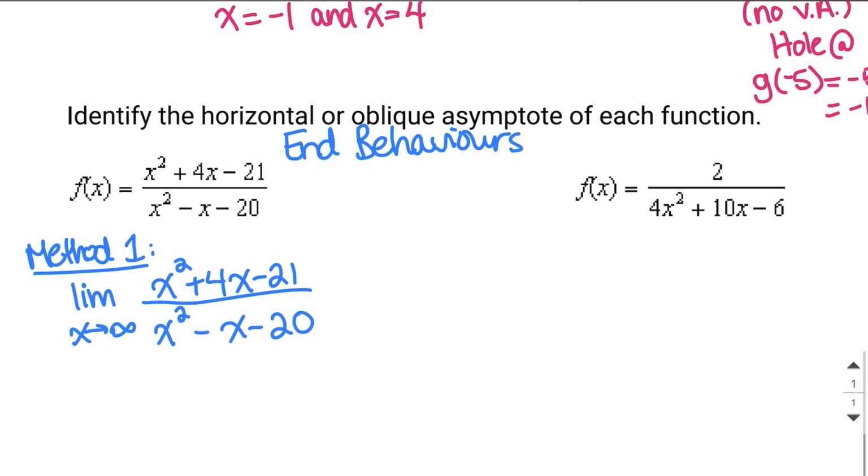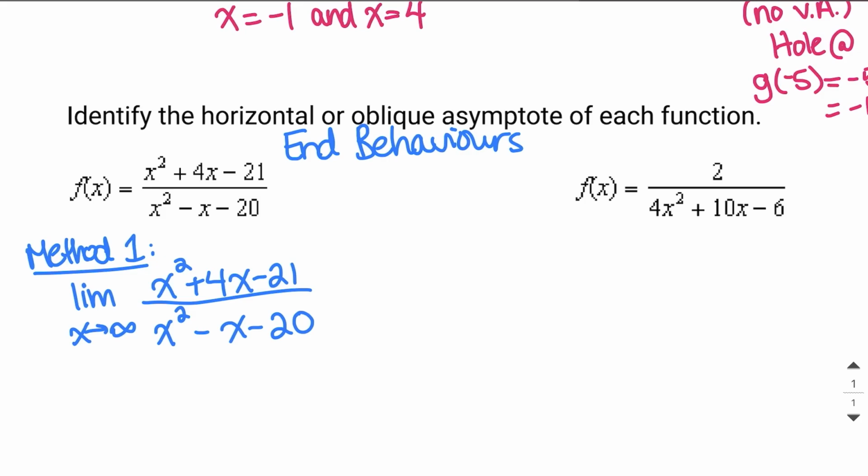Now, we're talking about super large values of x. So if I take like 1 billion and I square it, it's going to be a really big number. Compare that to 4 times 1 billion. This 4 times 1 billion doesn't really matter. And this minus 21 doesn't matter at all. It's like chump change. It doesn't mean anything at all when we're talking about super, super large values of x.